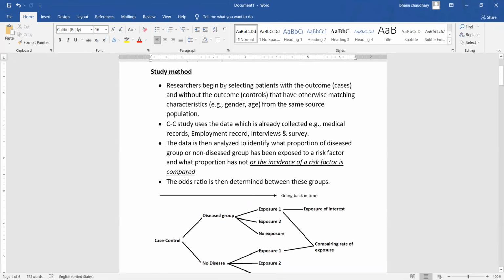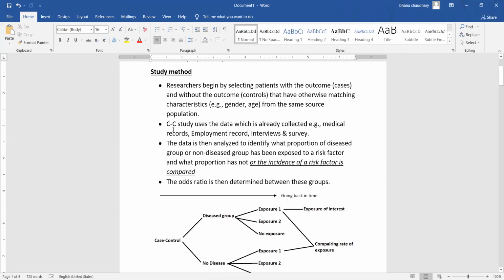So the researchers begin by selecting the patients with the outcome, which are known as the cases, and those without the outcome, which are known as the controls. Okay, and the matching must be done. Both the disease group and the non-disease group must be matched for age, sex, height, weight, and all other demographics. So the demographics of both groups must be the same.